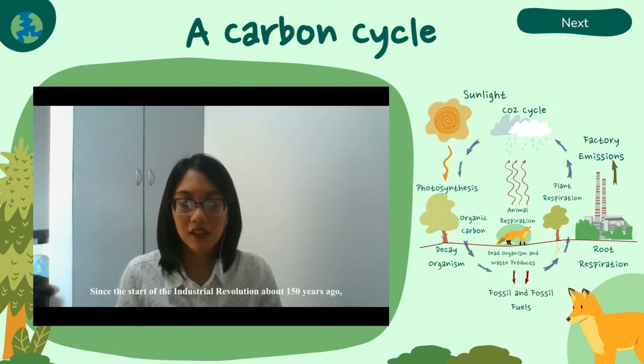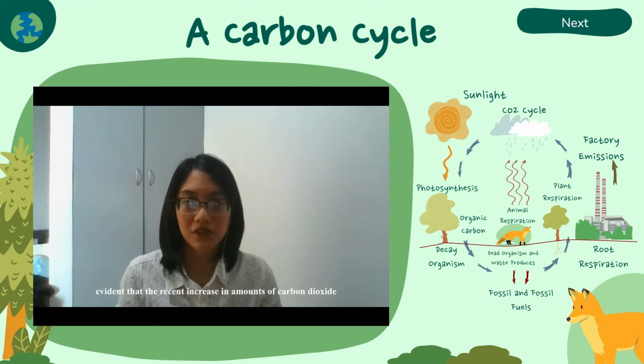Since the start of the Industrial Revolution about 150 years ago, humans have burned so much fuel and released so much carbon dioxide into the air that global temperature has risen. It is also evident that the recent increase in amounts of carbon dioxide is having a significant impact on the warming of our planet.